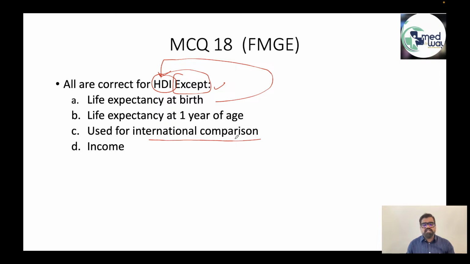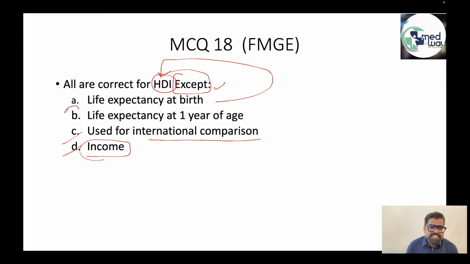International comparison. All the countries are compared, which country is at which point, India is at which point. I'll give you the latest information which will be helpful for your exam also. Income. Human Development Index depends upon 3 factors: longevity, which is life expectancy, knowledge, which is your education, and income. Every country's income is compared, right? So income is also required. It's correct for HDI. International comparison is also important.